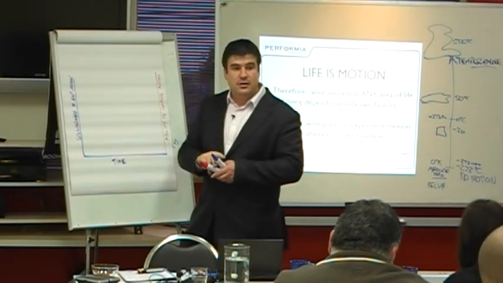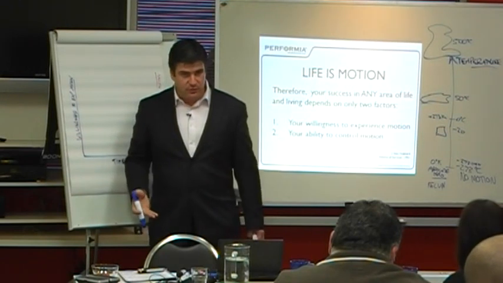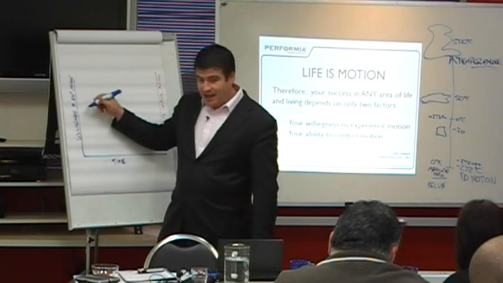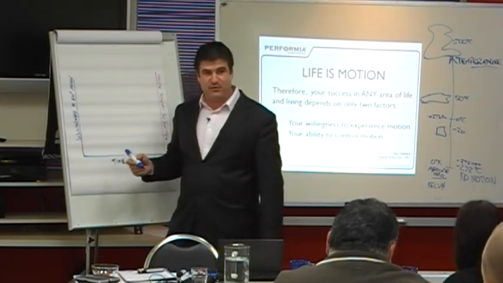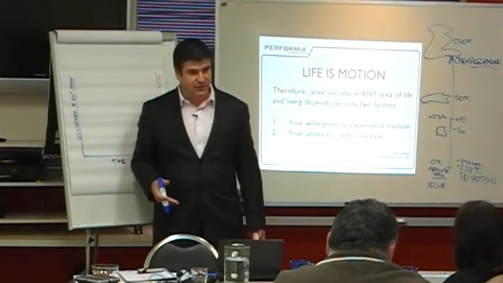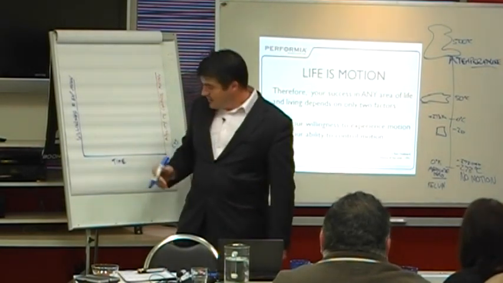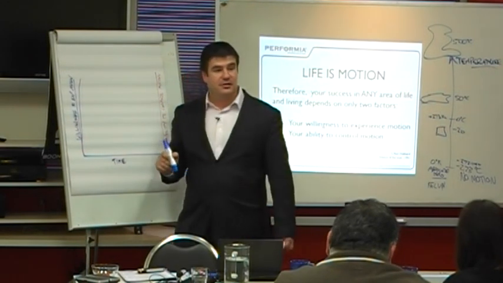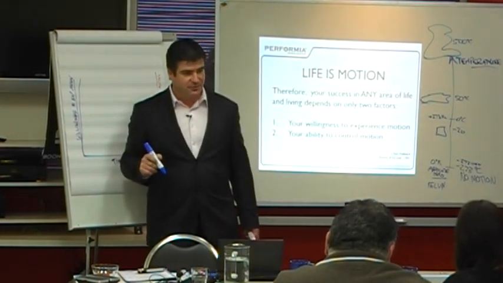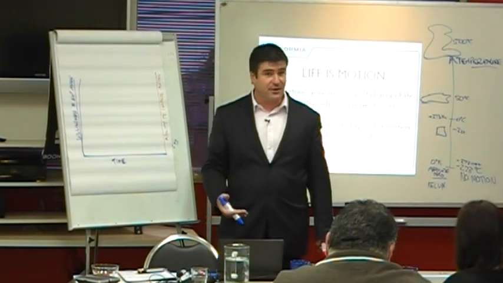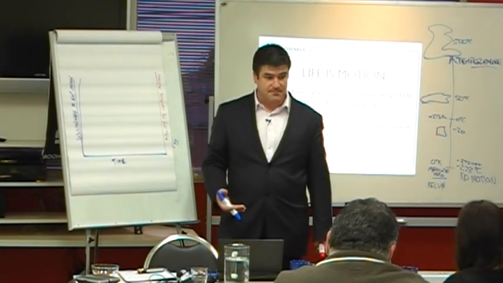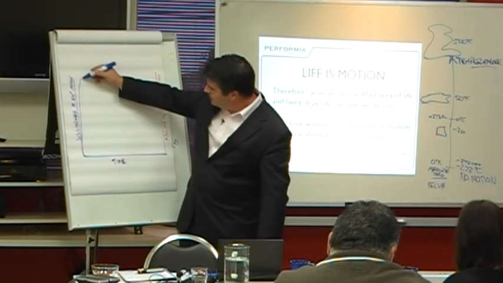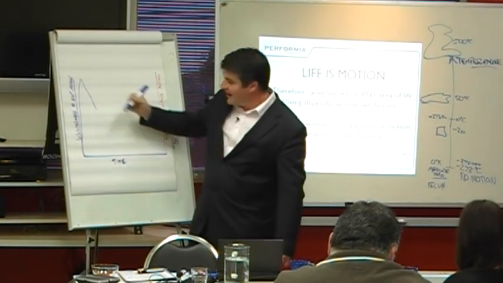And so a person comes into the world, and their willingness to experience motion for the first 6 months is not so great, is it? So in the first 6 months they have quite a steep line here, and by the time they get to about 1 year, 14 months old, they become very willing to experience motion. And then as time goes on and they get into their teenage years, it starts to drop off pretty fast.